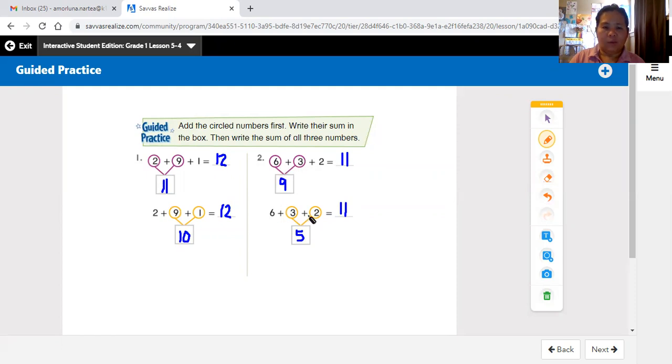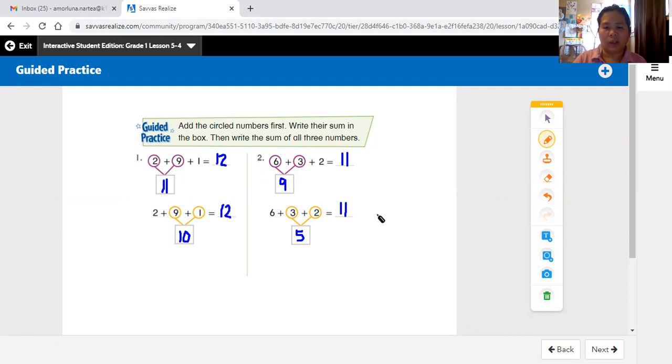So even if we added the first two numbers here, and even if we added the last two numbers here in the three addends, still we get the same answer, which is 11. Right? Okay, if you have no more questions on that, if it is really very easy for you to answer now, you can answer the next page of your book.